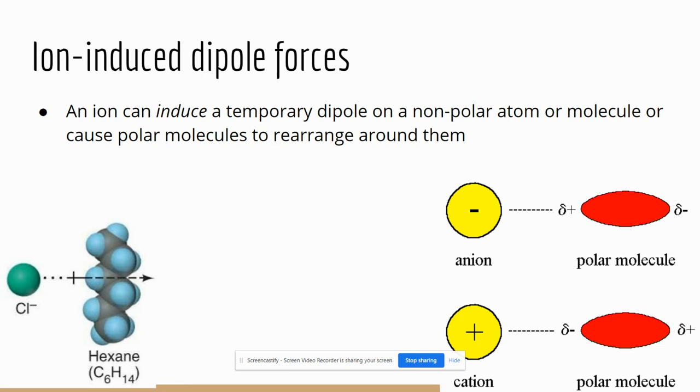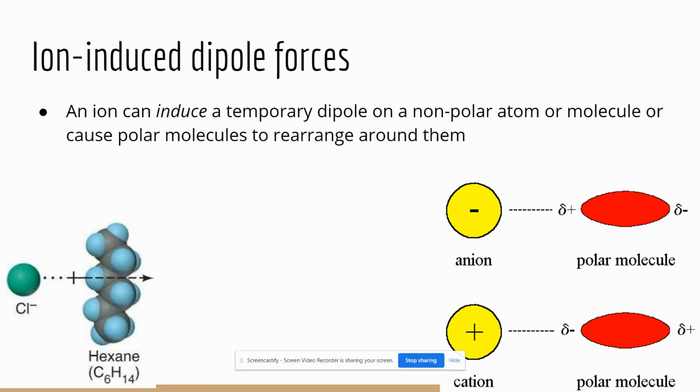So this is something that isn't going to pop up too much, but I just wanted for you to have seen it. So you can sometimes have ion-induced dipole forces, where an ion can induce a temporary dipole in a nonpolar atom. So that's what's going on in the left. The chlorine is inducing a dipole in hexane, or it could actually cause things to rearrange around them. That's really, really common to see happen with water. I'll probably show you guys a picture of that during class, but the image on the right is showing that.